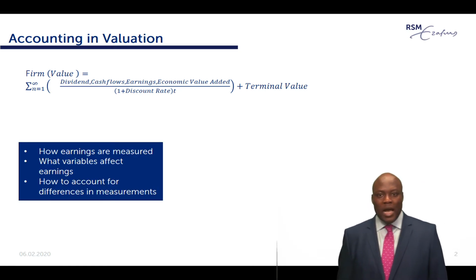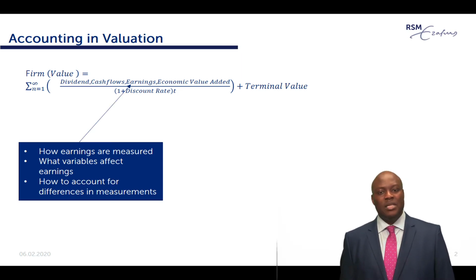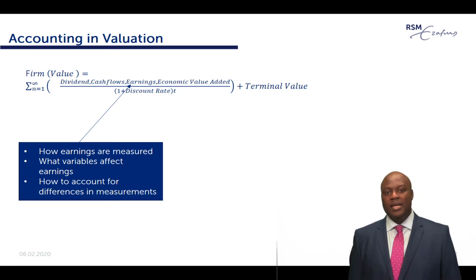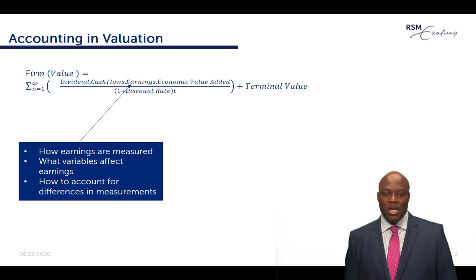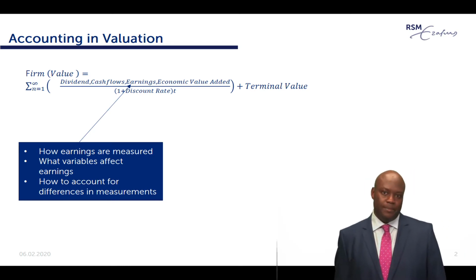For this course, I will be talking to you about how earnings are measured and how these measurements or differences in measurements can affect your earnings, your dividend, economic value added, or your free cash flows. These differences in measurement can be due to accounting standard differences. For example, differences between US GAAP and IFRS. For example, differences between IFRS and local accounting GAAP. If you are valuing a Chinese company, how will differences in accounting standards impact your value? If you are valuing a Japanese company, how will differences in accounting measurements impact your cash flows or your numerator?